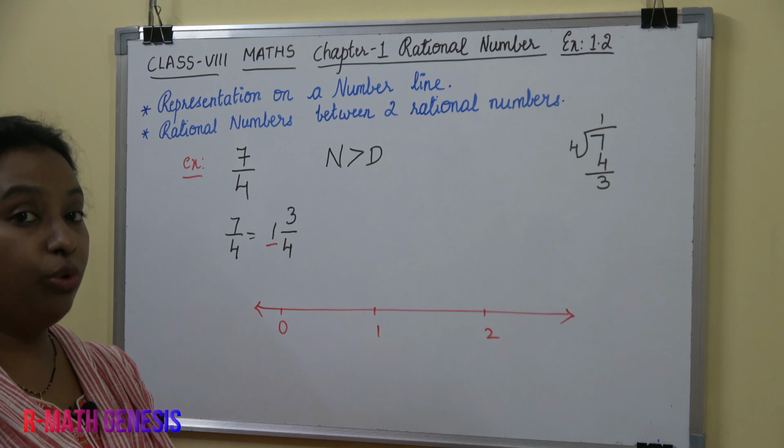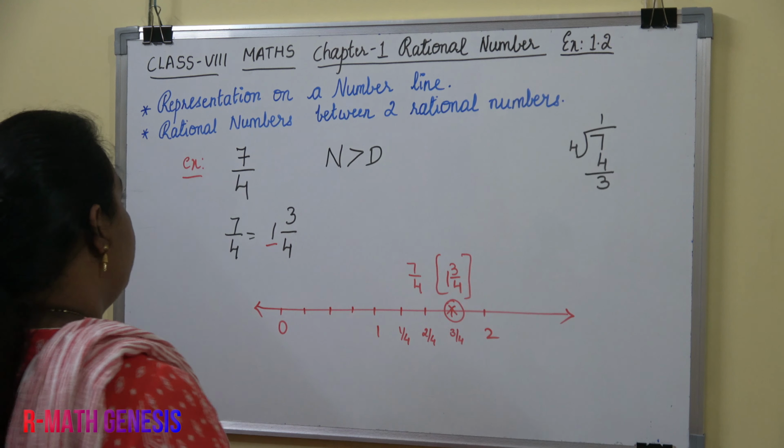So this way we will be representing our rational numbers on a number line. First thing to check is if the numerator is greater than the denominator. If it is, we have to convert into a mixed fraction and see the first number, and our point lies between that number and the next consecutive number. Alright, this is about the representation of a rational number on a number line.